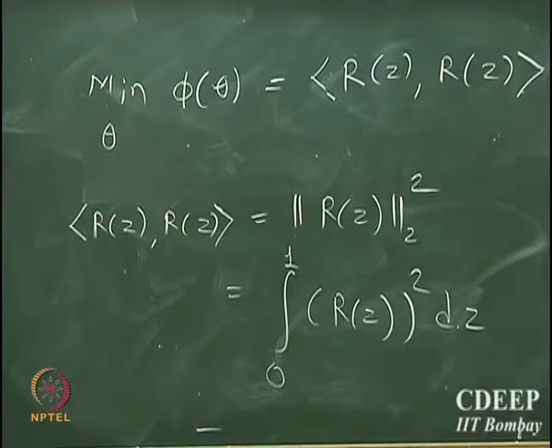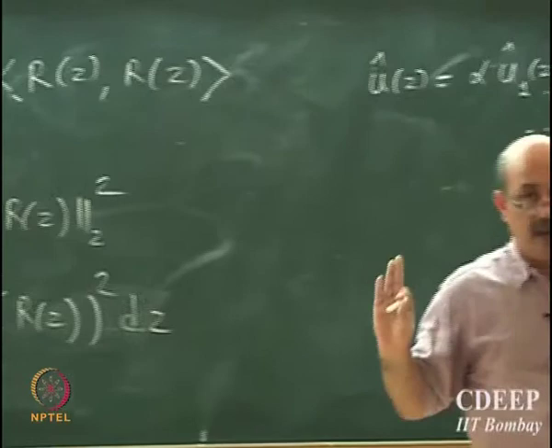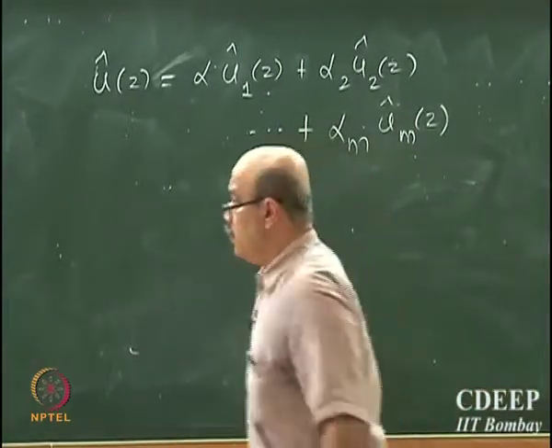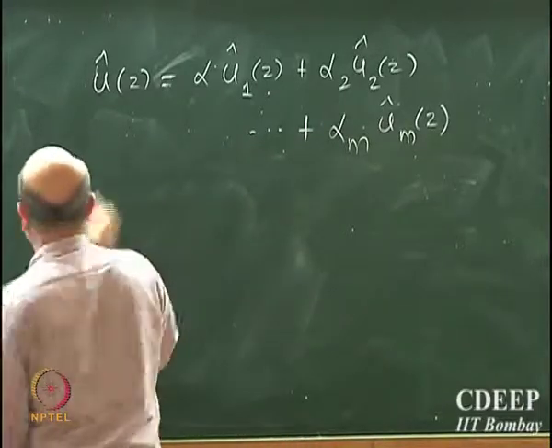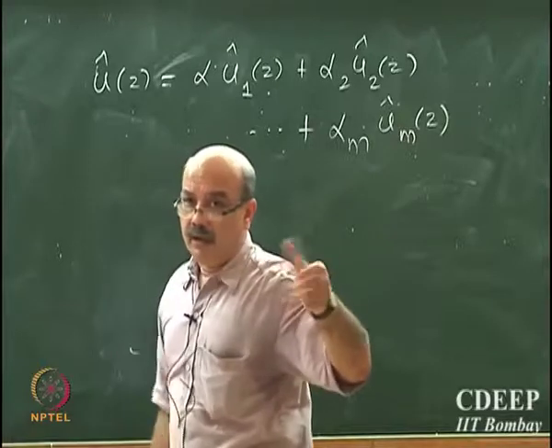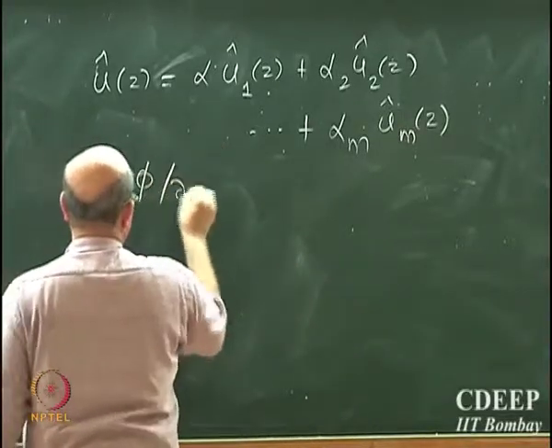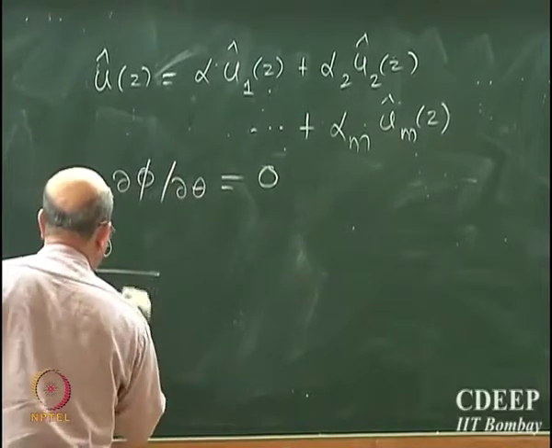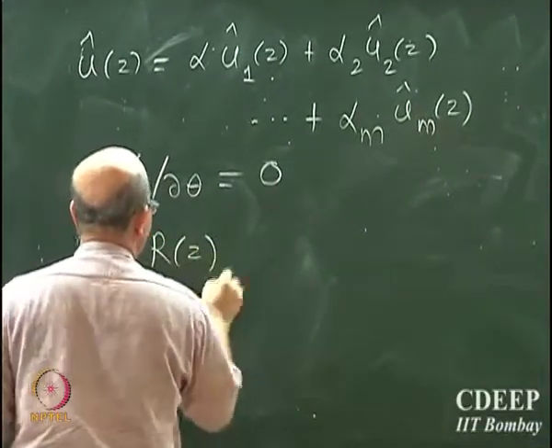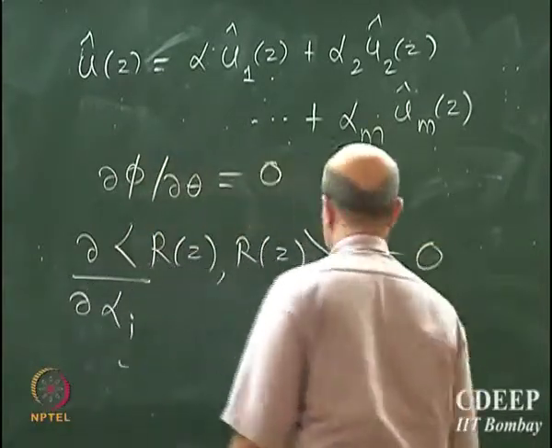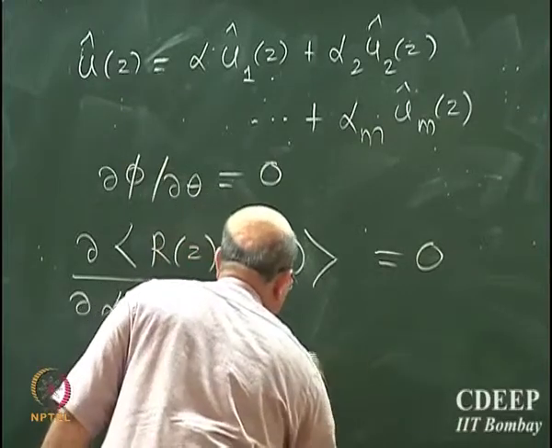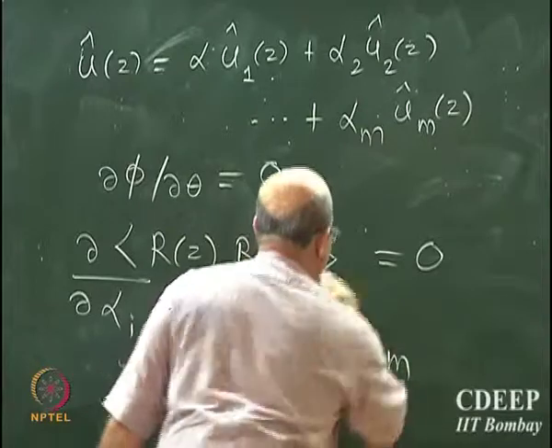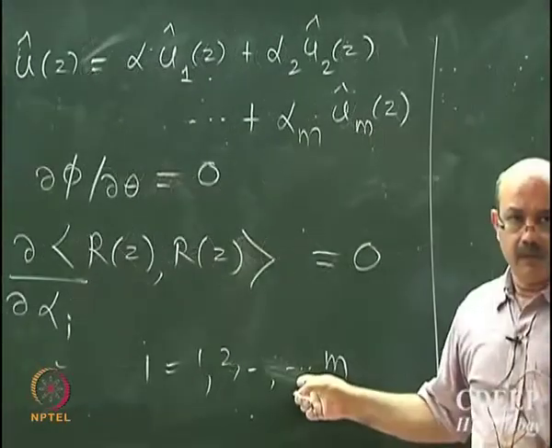So now what I have to do is, to get the solution, I should see how many unknowns are there. There are m unknowns. I need m equations. Okay. So if my phi theta is this, then how do you get the optimum? Dou phi by dou theta is equal to 0. Okay. So which actually means dou by dou alpha I of R is equal to 0 for I going from 1 to up to m. Is this okay?